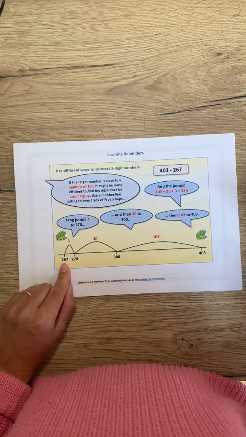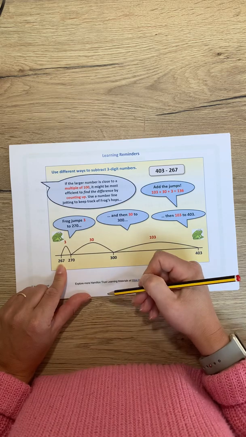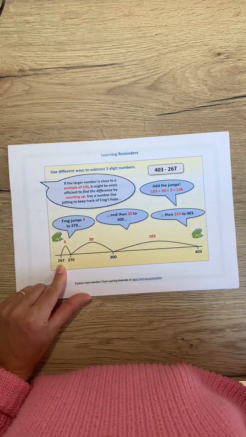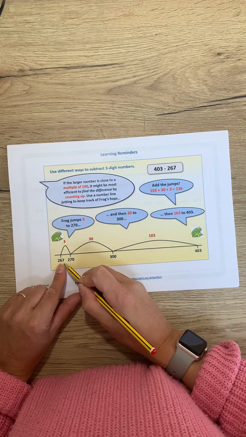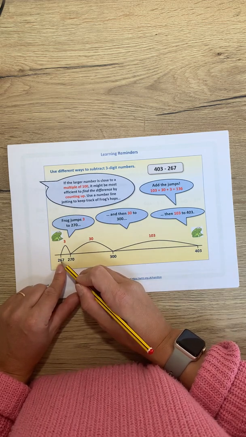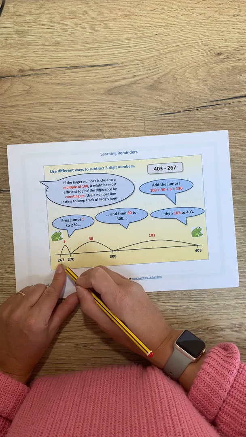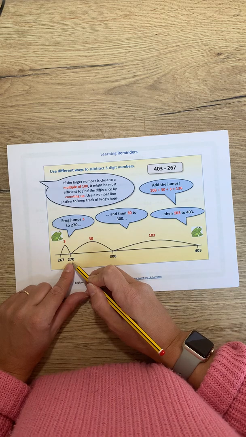Now, when I have shown you this in class, I usually refer to them as bunny hops. However, they're frog jumps here, which is absolutely fine. They mean the same thing. So first of all, with our starting number, we look at the next tens number. And the tens number that comes after 267 is 270.